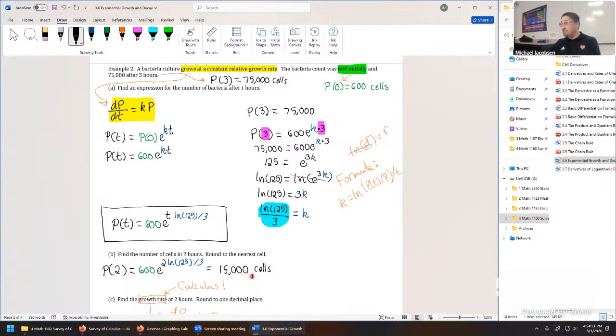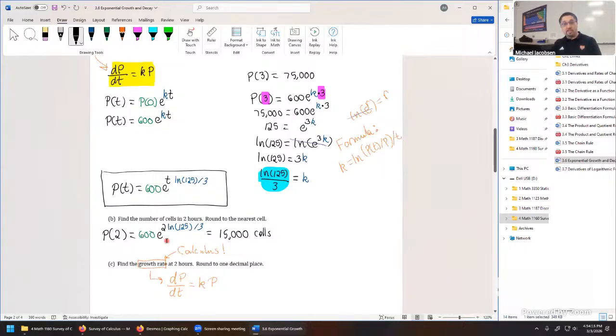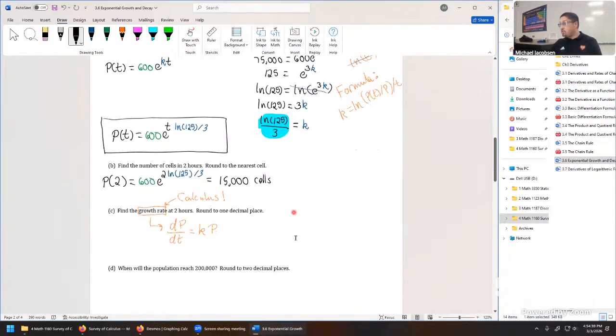So we got 15,000 cells at 2 hours, but this is growing exponentially. So the question is, how fast is the population changing or growing at the 2 hours? Here, you could work from scratch, differentiate this model right here, plug in 2 hours, but we don't have to. We know the derivative. That's actually the first piece of information we had, even before the growth model we have right here.